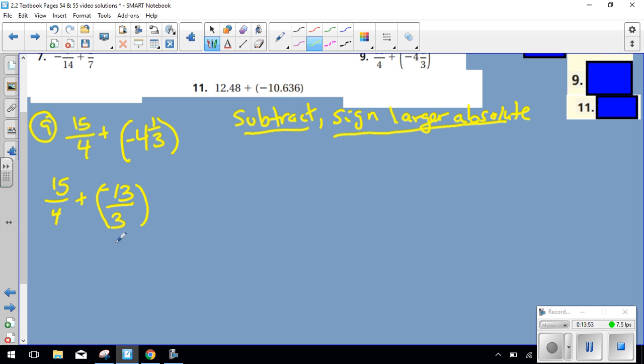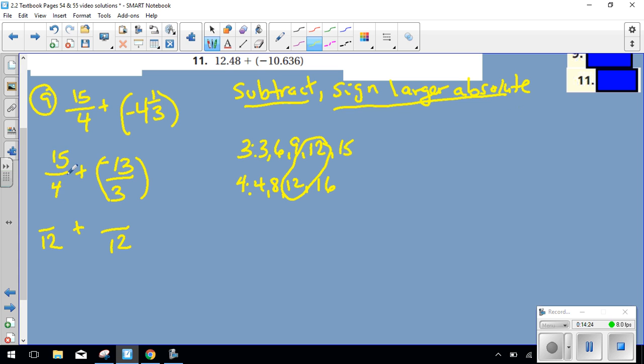So now I need a common denominator between 3 and 4. So I'm going to count by 3s: 3, 6, 9, 12, 15. And then I'm going to count by 4s: 4, 8, 12, 16. And if you notice, they both share a 12 in common. So that's my new denominator, 12. So I set up my denominators.